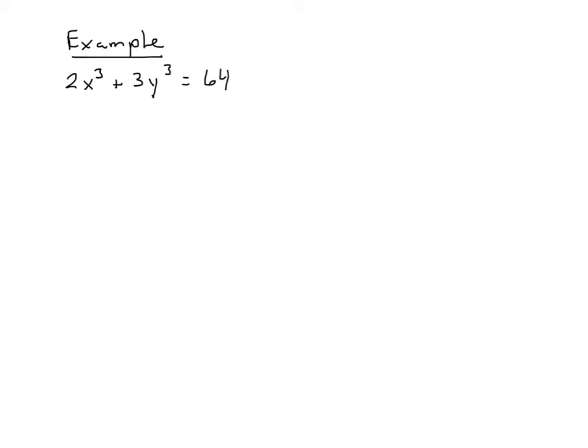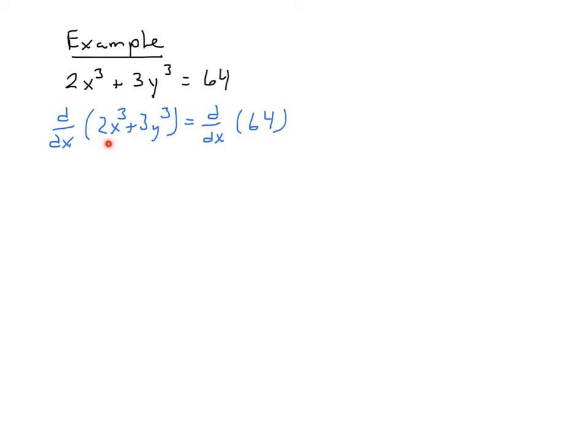As we talked about in terms of the procedure, the first thing I'm going to do is take the derivative of both sides with respect to x. So I'm going to take the derivative with respect to x of 2x cubed plus 3y cubed, equals the derivative with respect to x of 64. Now, let's start out with the left-hand side. This is a sum, so I just have to take the derivative of each piece, since I'm doing the addition there.